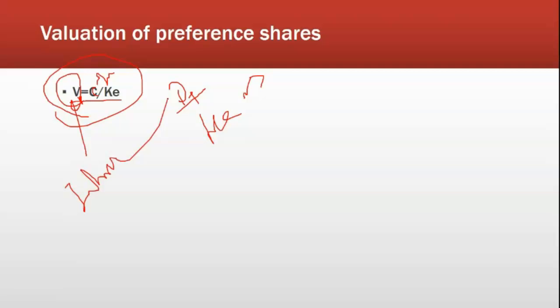It is also similar. So how is the equity valuation done? P0 is equal to D divided by R. Similar to this, we are doing it here also.